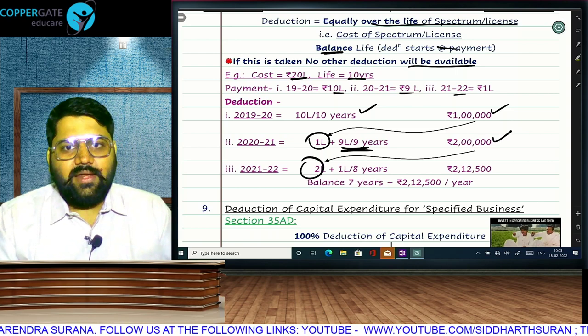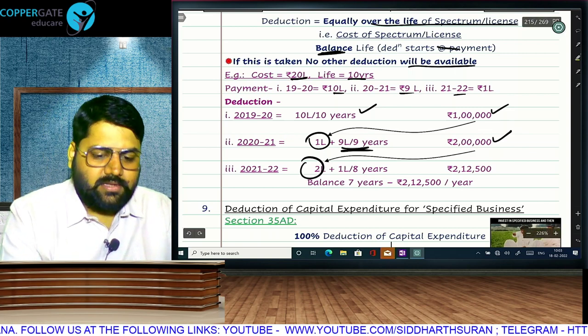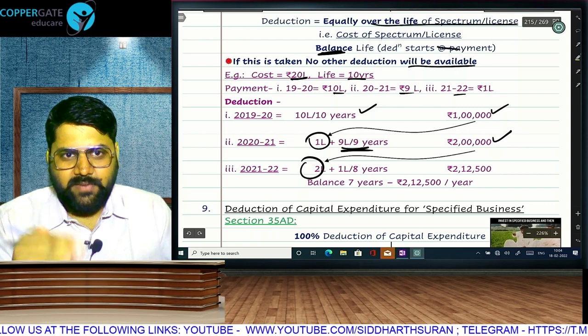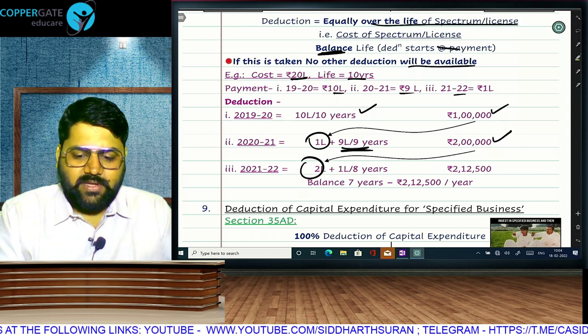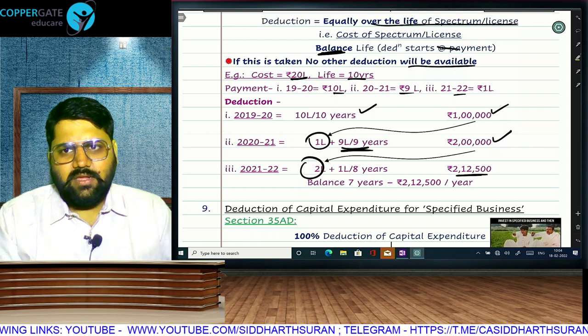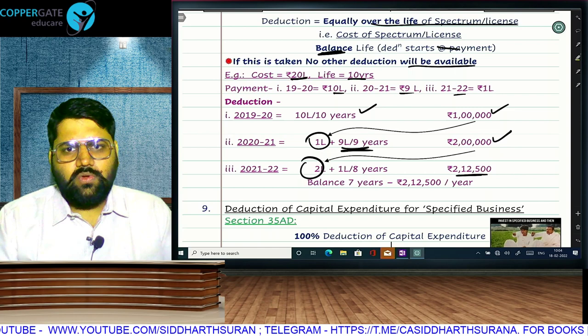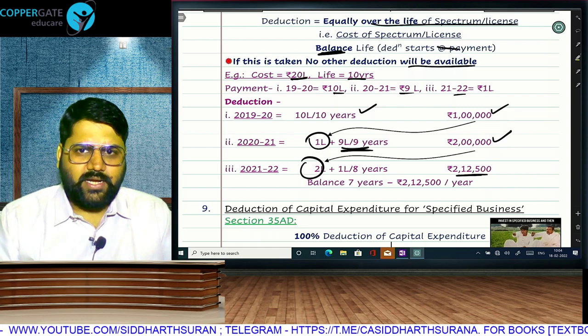Now, we made a 1 lakh payment. So balance life is 8 years. Balance life we have to check, 8 years, because we are starting from payment, we will see balance life. So that will make it a total of 2,12,500. And now for the remaining years, every year it will be 2,12,500. So 7 years, if you do 2,12,500, it will be 14,87,500.